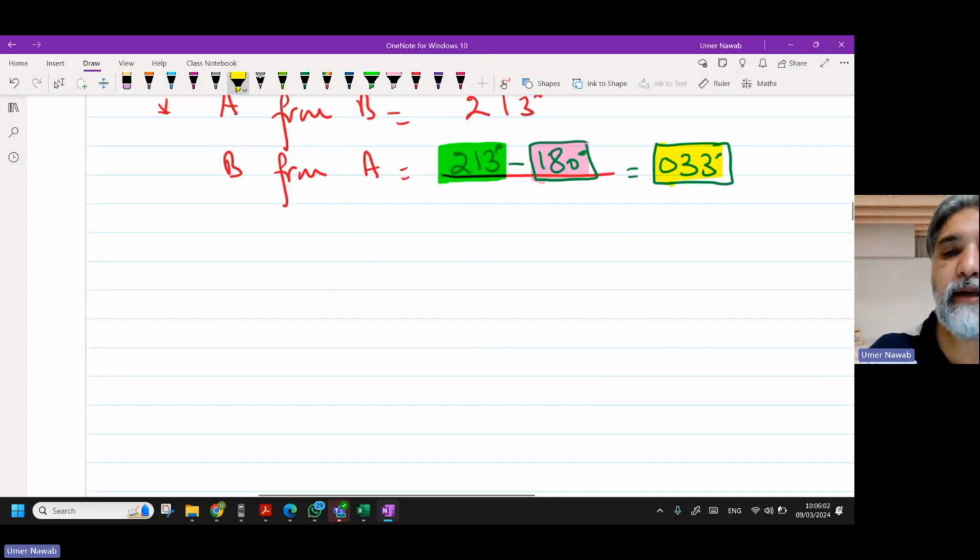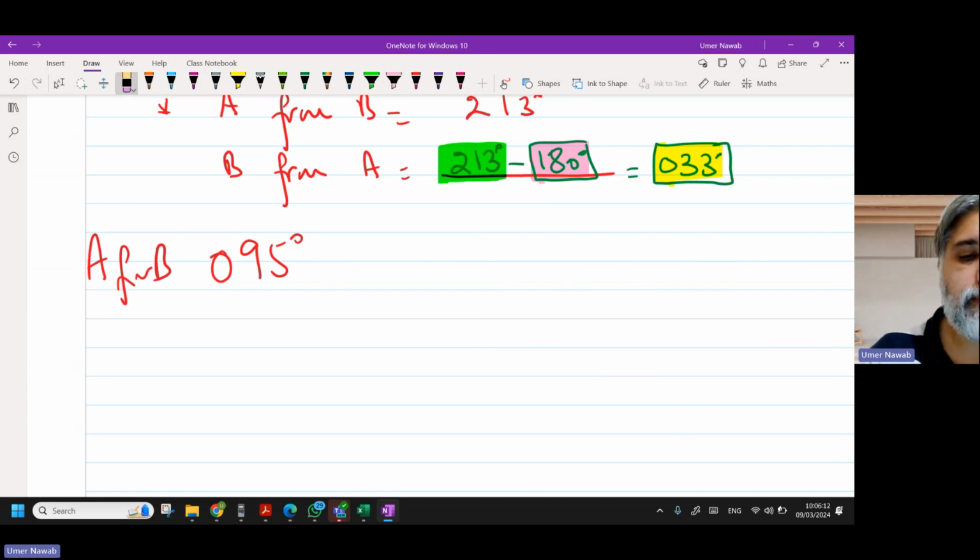So I will give you some examples. Suppose I give you 95 degrees, this is the bearing of A from B. Okay, this is the bearing given to you.